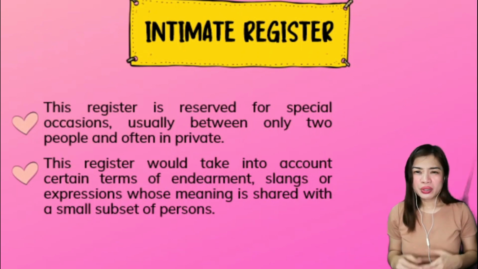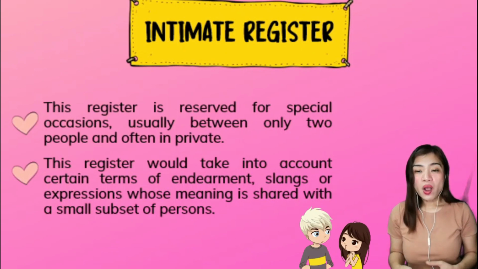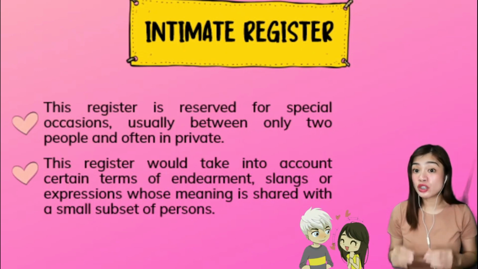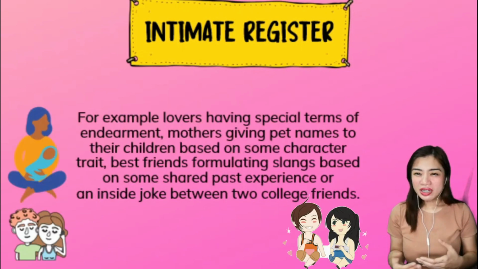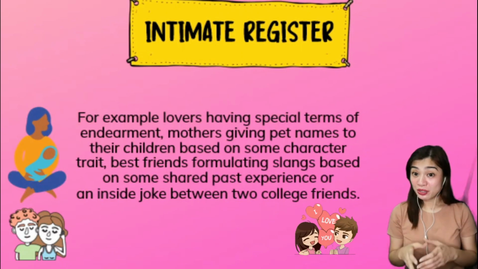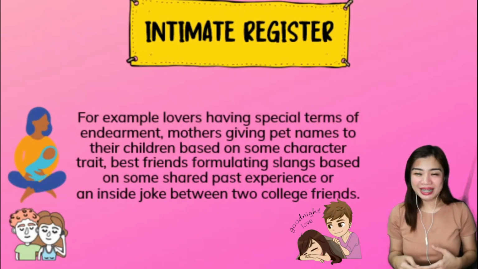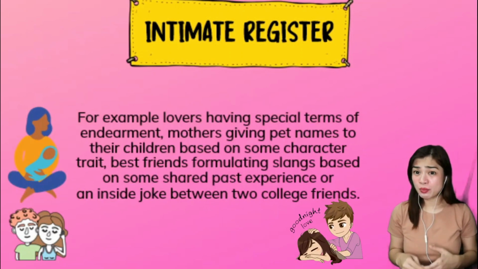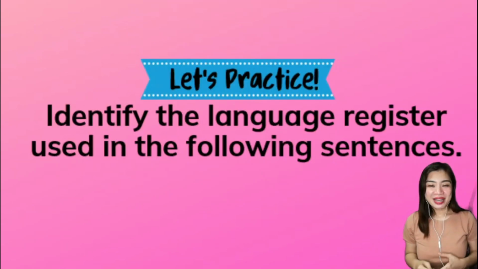This register will take into account certain terms of endearment, slangs, or expressions whose meaning is shared with a small subset of persons. For example, lovers having special terms of endearment, mothers giving pet names to their children based on some character trait, best friends formulating slangs based on some shared past experience, or an inside joke between two college friends. Now this time, let's check our understanding of these registers.